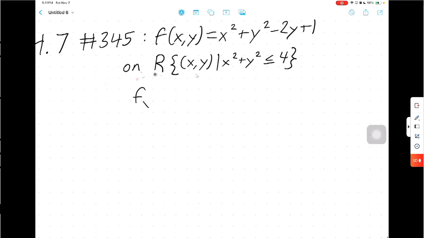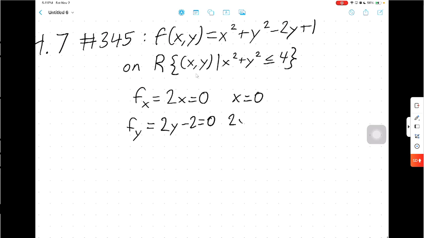Awesome, so let's just go get the critical points. 2x and then 2y minus 2 equal to 0. x is equal to 0 here, 2y minus 2 is equal to 0, y is equal to 1. Our critical point is thus 0, 1.